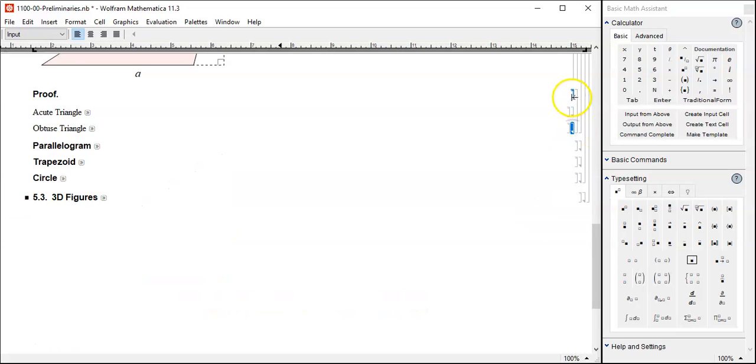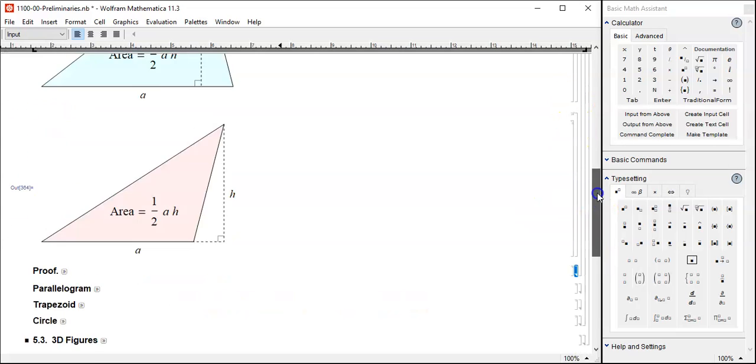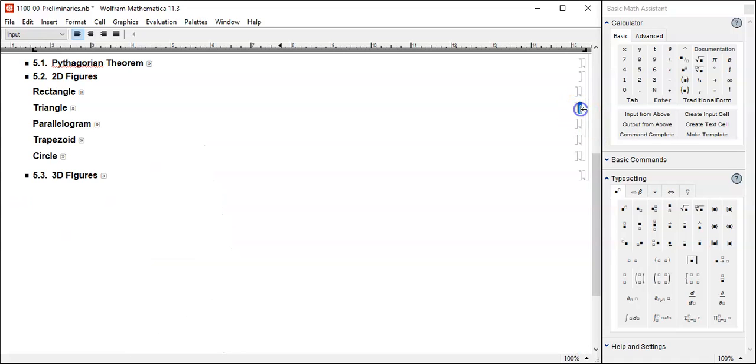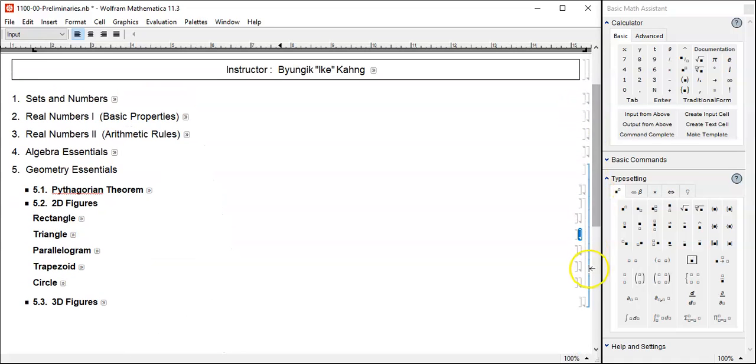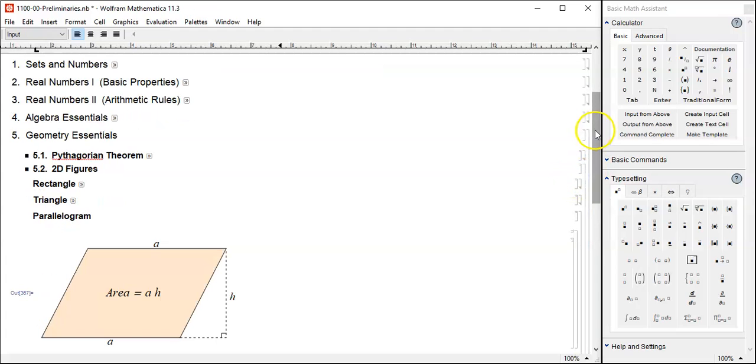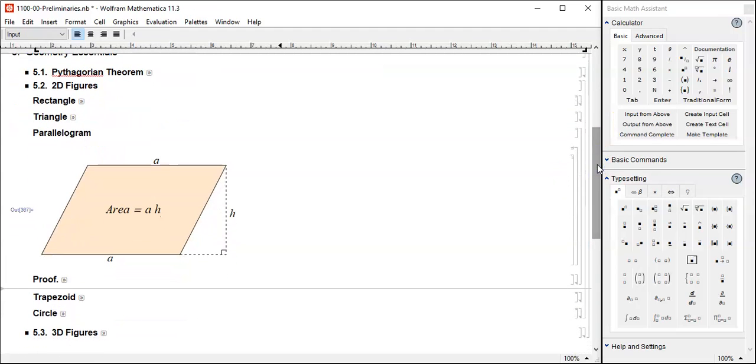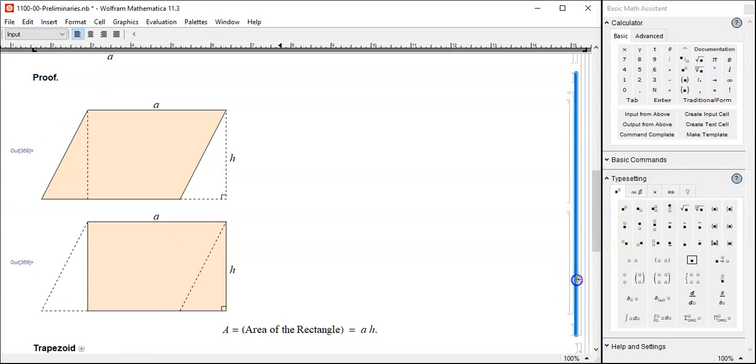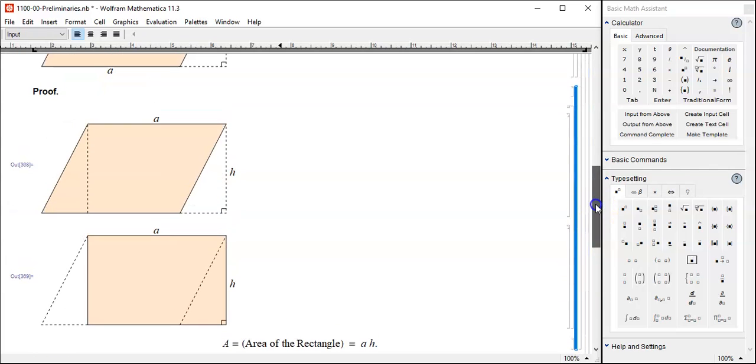Either way, acute case or obtuse case. So we are done with the triangles now. And the next topic is parallelogram, and here's the formula for parallelogram. Area is AH, where A is base and H is the height. How do you prove it? There may be many different ways, but this is one way to handle it.